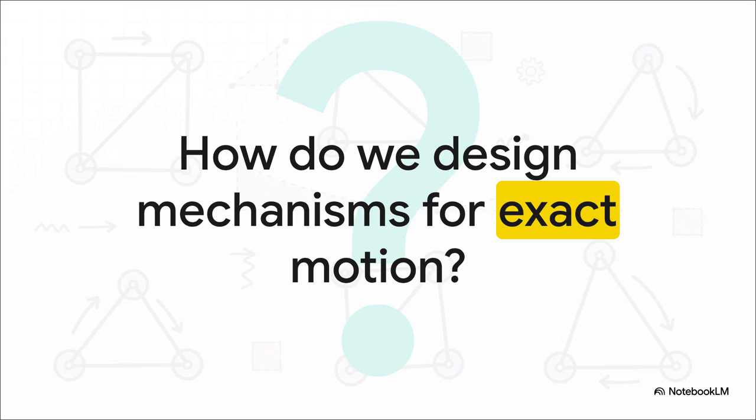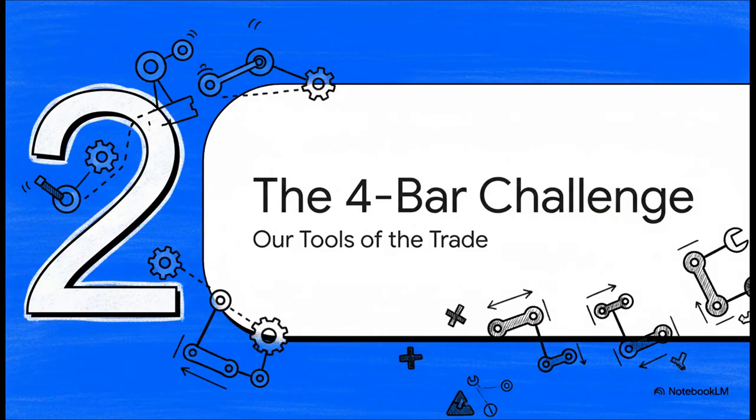The answer is a process called kinematic synthesis. And what's cool is that it kind of flips the usual design process on its head. See, instead of building a machine and then seeing how it moves, we define the exact motion we want first, and then we design the machine that can create it. So how do we even begin to build something as complex as a backhoe arm? Well, we start with a building block that's surprisingly simple and really elegant. Let's break down this fundamental tool of the trade.